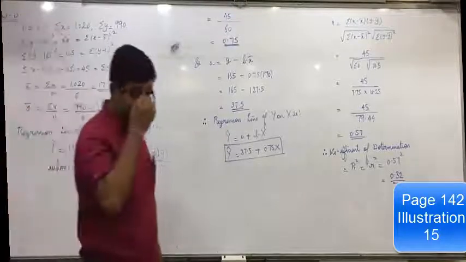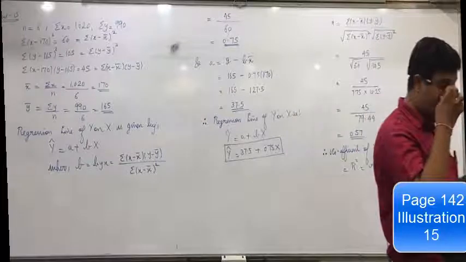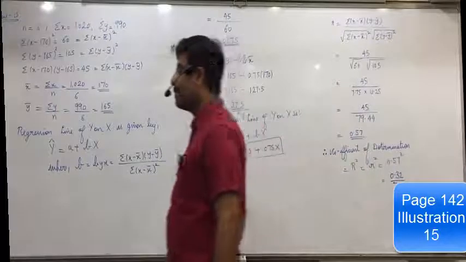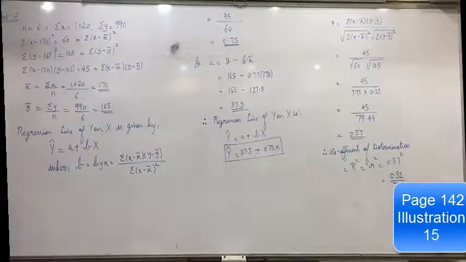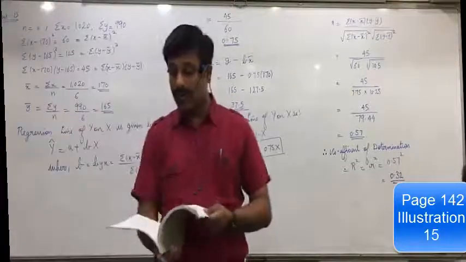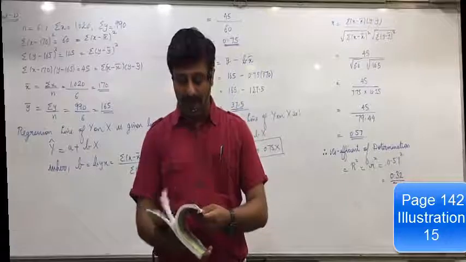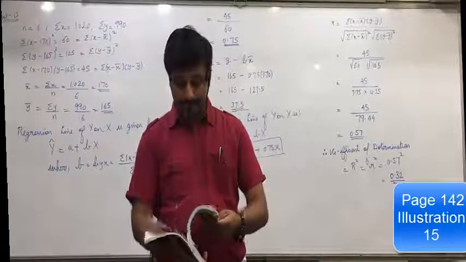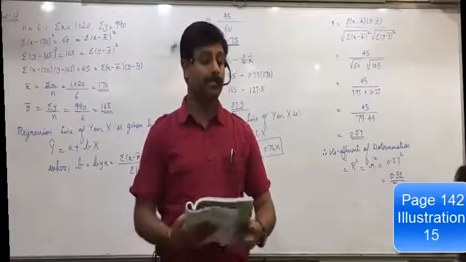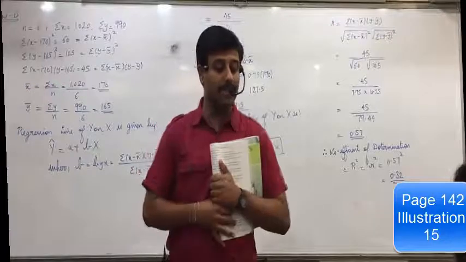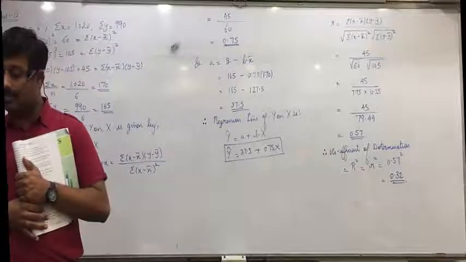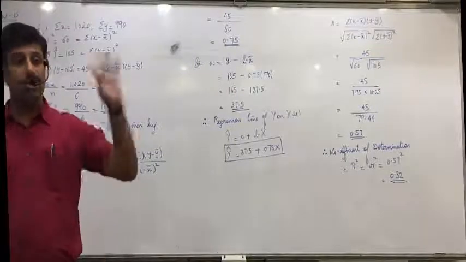So write down: since capital R square is near to 0, it can be said that the assumption of linearity is, in capital letters, NOT valid. Understood this? Now two questions you do on your own.